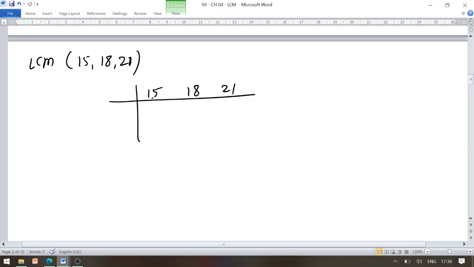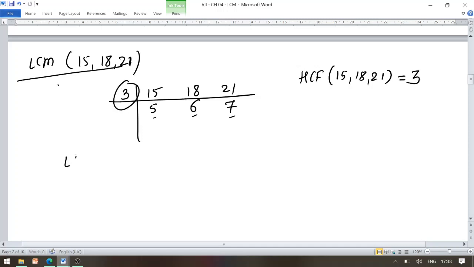So all three numbers 15, 18 and 21 should be divisible by one common number, which is 3. 3 fives are 15, 3 sixes are 18 and 3 sevens are 21. Now there is none of the common divisors that should divide 5, 6 and 7 simultaneously. So hence our vertical division is finished. Now, as we have to evaluate the HCF of 15, 18 and 21, that is nothing but just 3. But what about now the LCM?